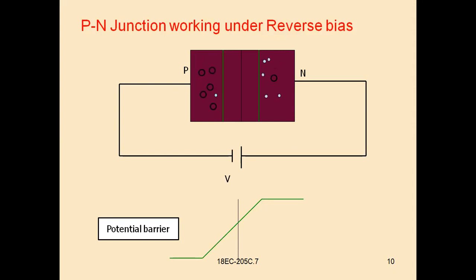The electrons in the N-type region move towards the battery. They are moving away from the depletion layer. Since these electrons are negative charge carriers, they are attracted to the positive terminal of the battery. Similarly, the holes in the P type are attracted to the negative terminal of the battery. So that's why the direction is towards the battery. Since they move away, what happens in reverse bias? The depletion layer increases, and the potential barrier also increases in this case.